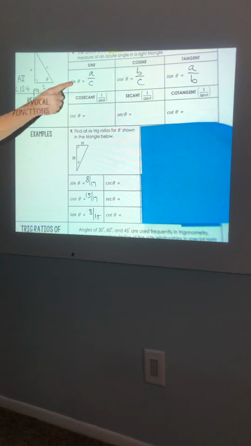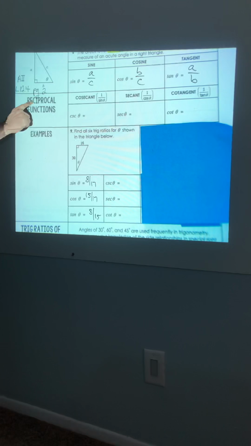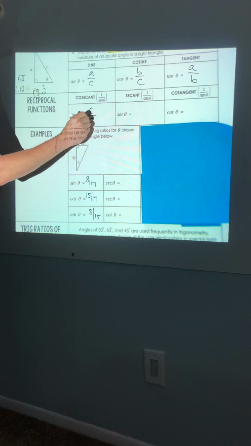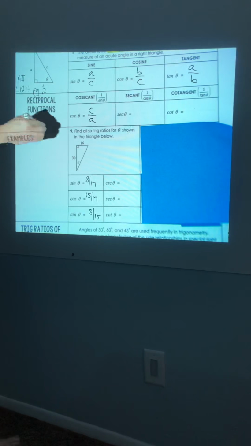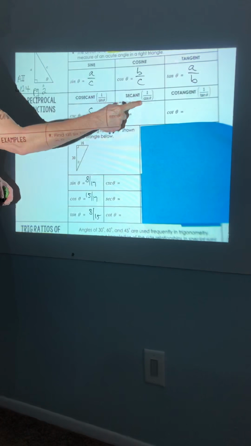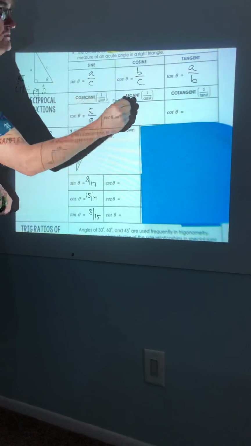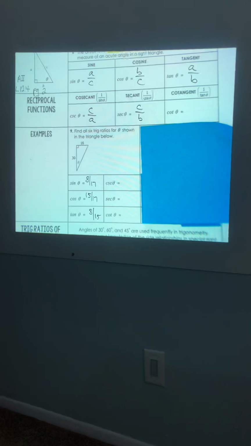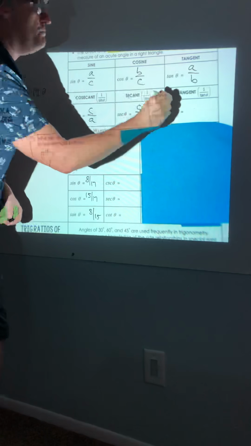All you have to do is go back to the answer we got for this example. It says sine of theta is a over c. You see the word reciprocal, and you are literally just going to flip it to the reciprocal, c over a. You want secant, it's 1 over cosine, the reciprocal of cosine. You go c over b. You want cotangent, that's the reciprocal of tangent. You go b over a.